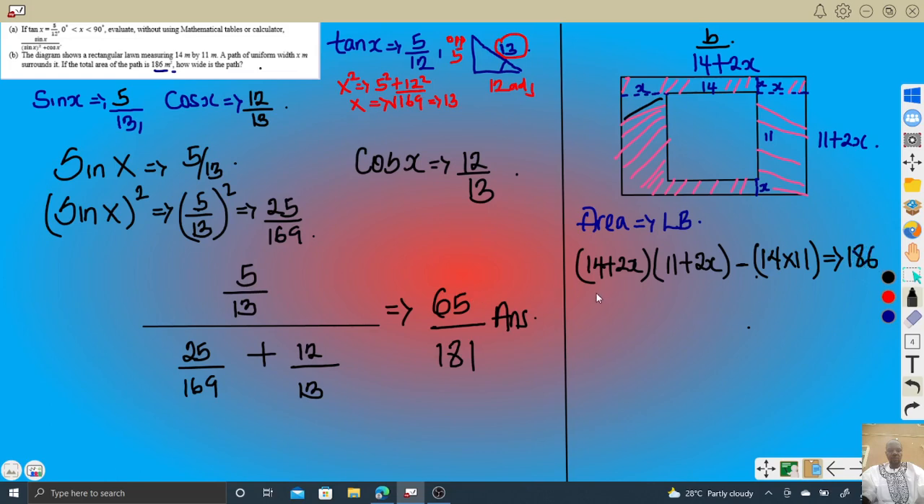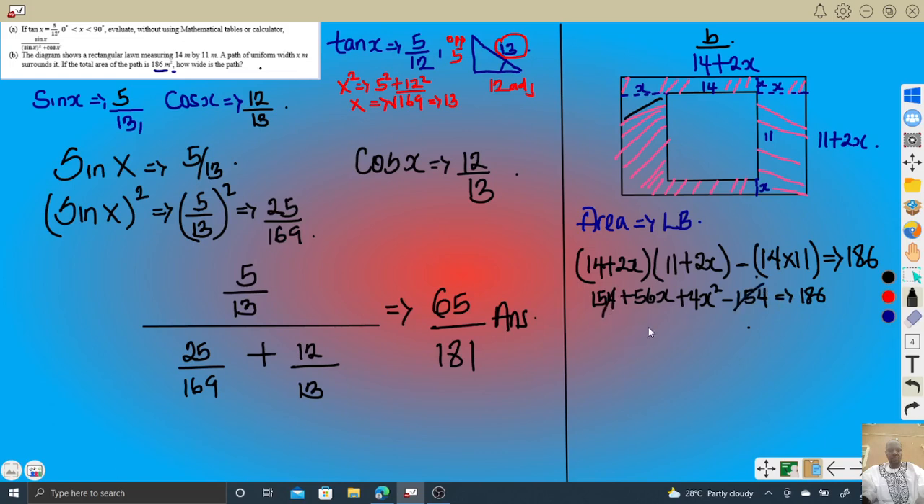So on solving this one, maybe we should just expand together. 14 times 11 is 154. So doing this, 154 plus 28x plus 22x. I'm sorry I'm rushing because I have to just do it. You can all expand this bracket, I am very positive about that. 14 times 2x is 28x, 11 times 2x is 22x, 56x plus 4x squared minus 154 equals 186. This gets cancelled out.